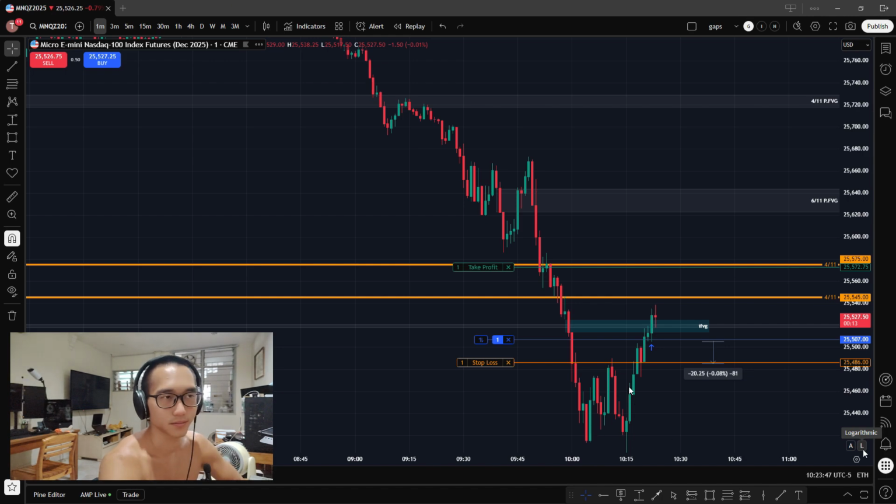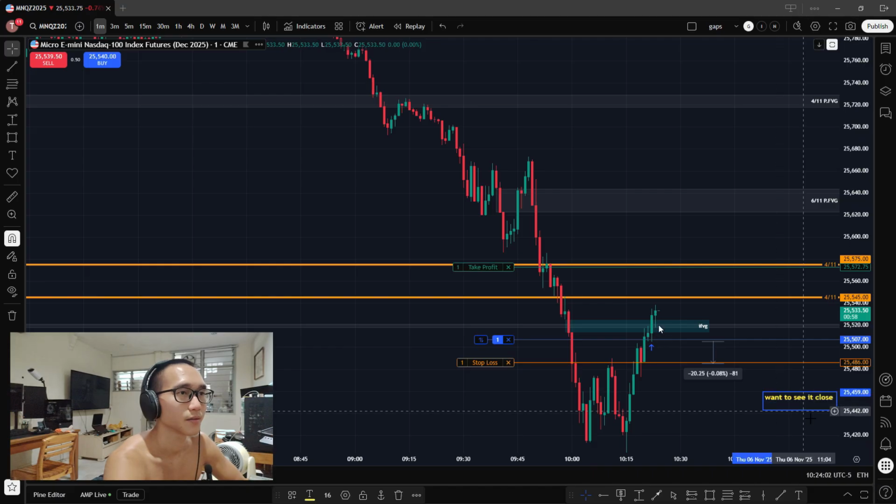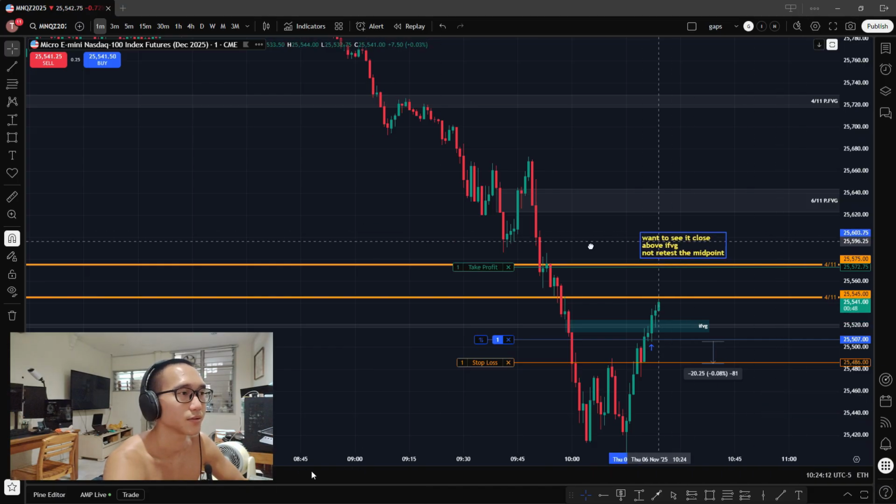Then we have this balance price range, and then we have the breaker. So this is actually the really low risk entry, but obviously you can see that I missed that. So taking this entry right now, what I want to see is speed.